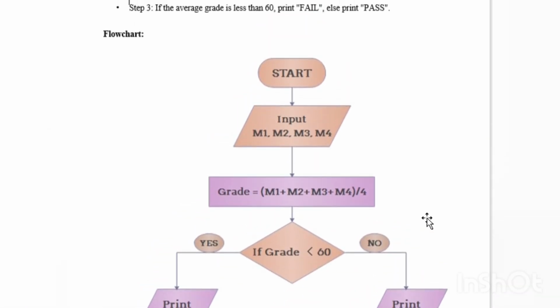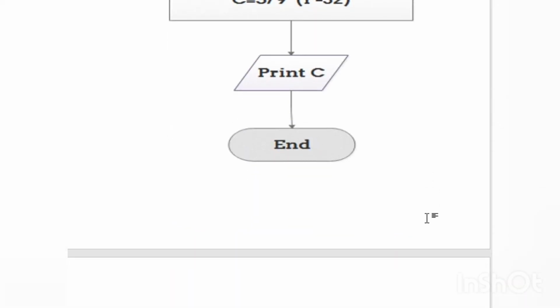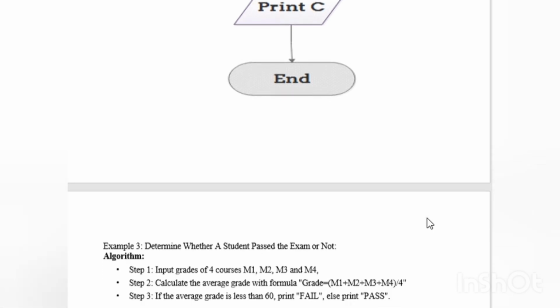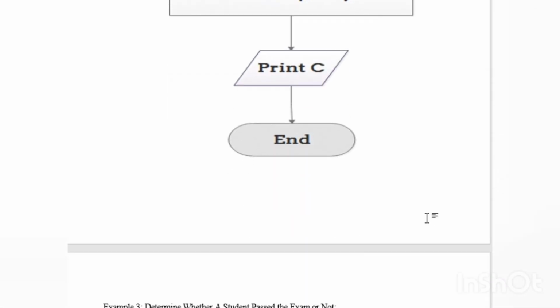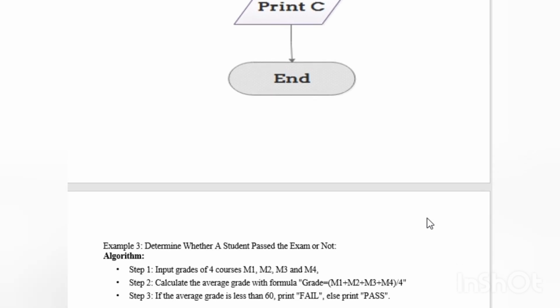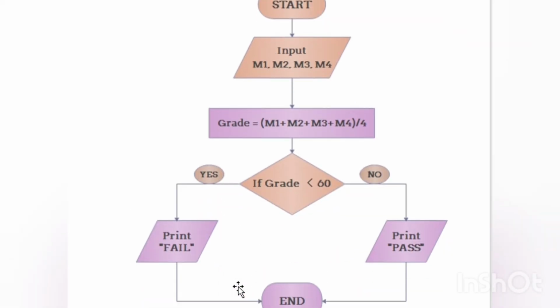Next we have an example of algorithm and flowchart to determine whether a student passed the exam or not. So its algorithm will be: input the grades of 4 courses, M1, M2, M3, M4 will be the subjects. Calculate grade as the sum of all divided by 4. If it is less than 60, then print fail, else print pass. So this is the flowchart.